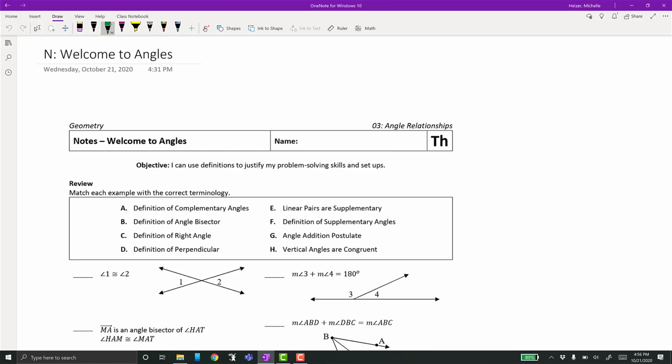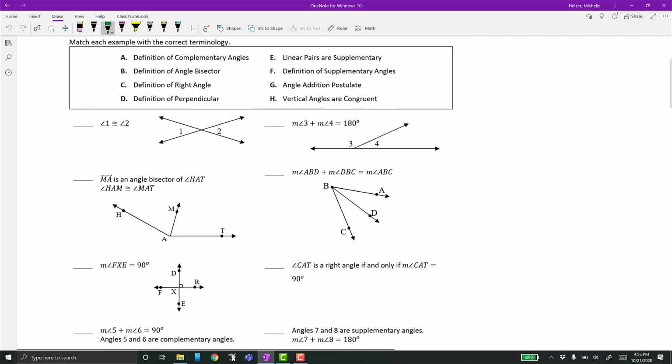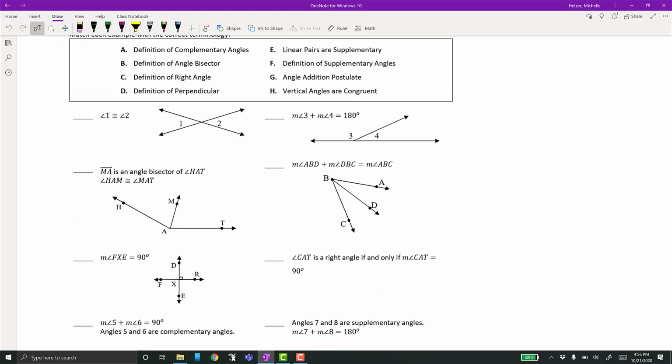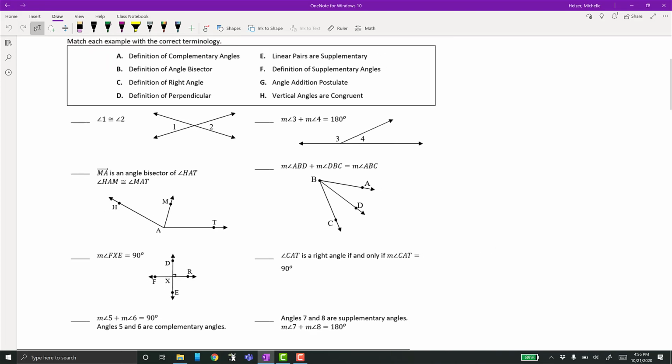Okay, so welcome to today's lesson. Today we're going to be talking about angles. And to start with this, I want to just give you guys a minute to review some of your definitions concerning angles. So I think they're all there. Yep. So go ahead, hit pause on the video real quick and see if you can match the A through H terms with the different diagrams and definitions here on the screen.